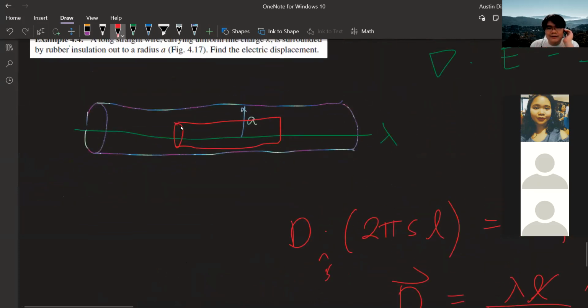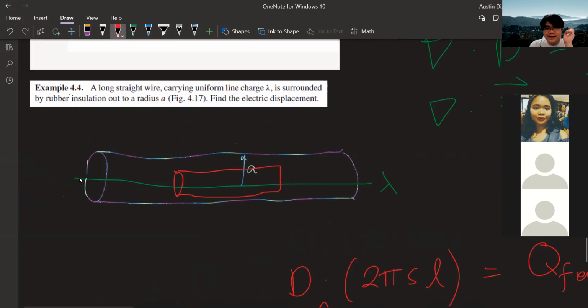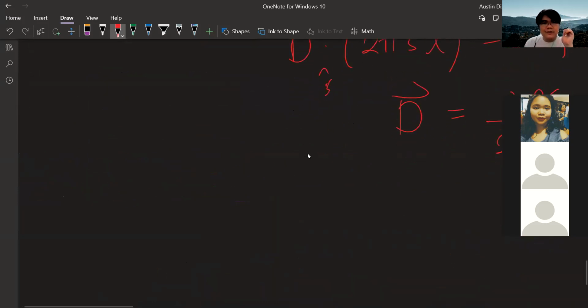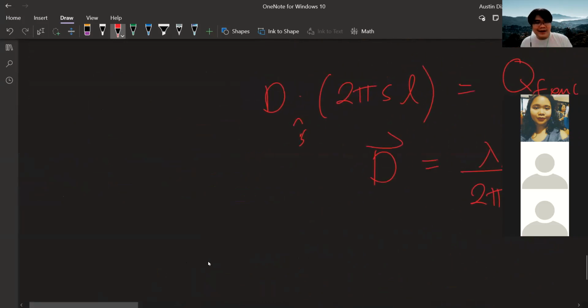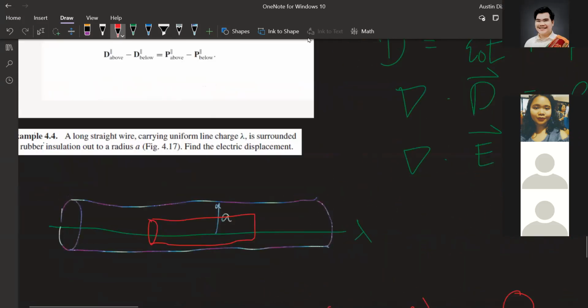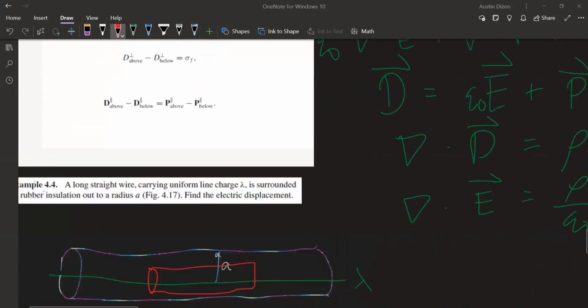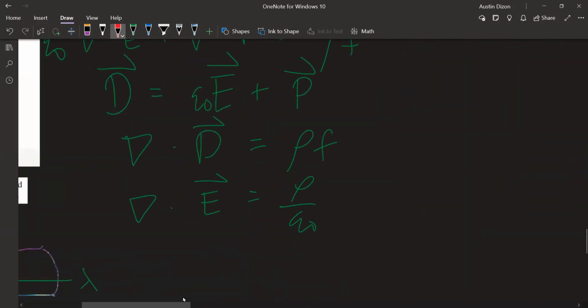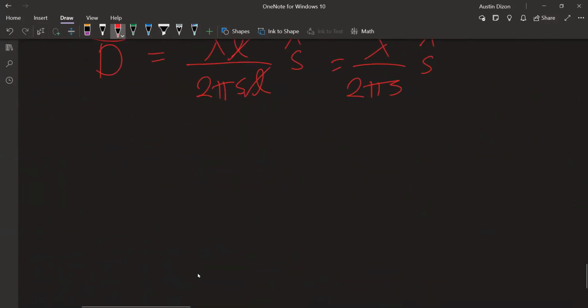Dahil tingnan natin, kapag lumabas tayo, yung free charges is still just the lambda. Okay, kahit inside ka ng rubber or outside ka ng rubber, it is the same. Now what now? Siyempre, ang useful dito is yung relation ng D. So, masolve mo ngayon yung E.